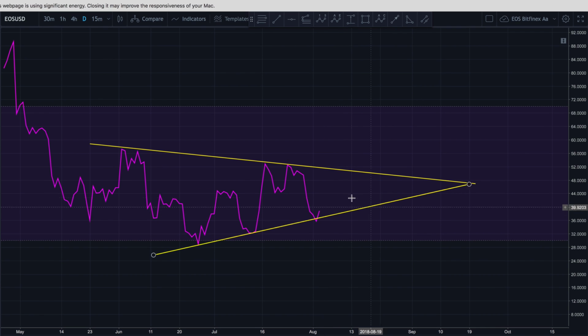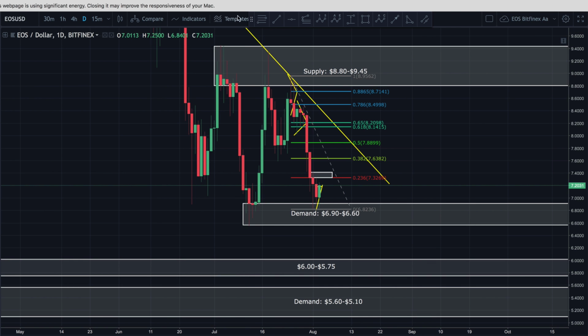If it does break below this wedge, guys, at that point, we are going to be expecting a retest of that $6.55 range. And if that does break, a quick drop to $6, in my opinion, guys. So we'll be keeping an eye on that wedge to see how it ends up playing out.